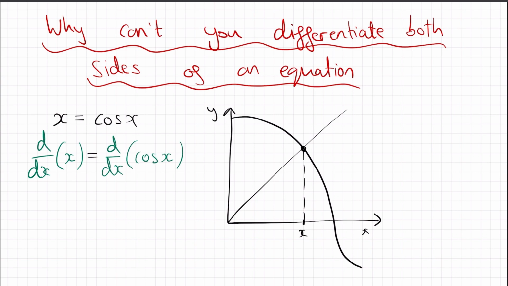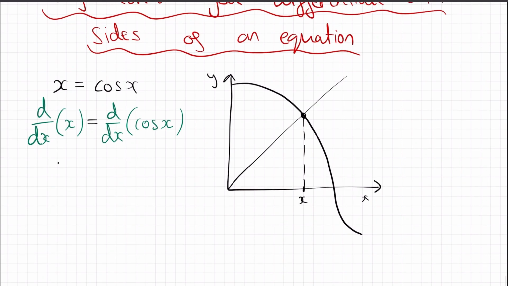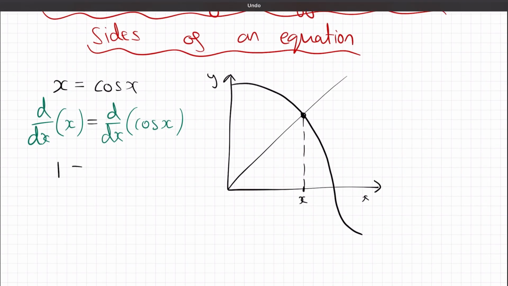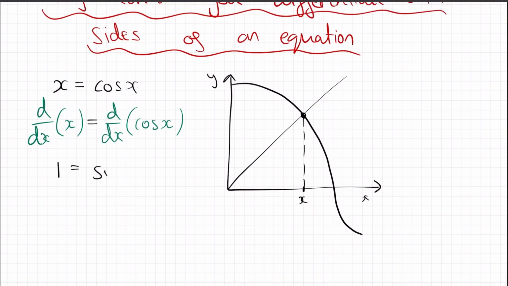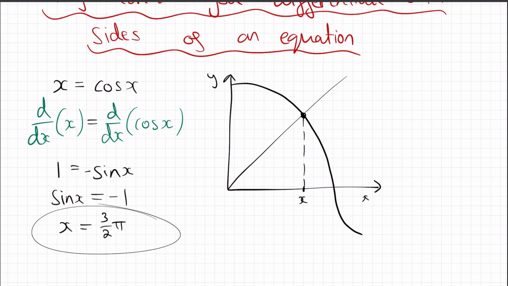And this is going to leave us with 1 is equal to negative sine of x. This is an easy equation to solve, because we just have to solve sine of x is equal to minus 1. And this is just going to be when x is 270 degrees or 3 over 2 pi radians, like so. So yeah, we have a solution, well done.